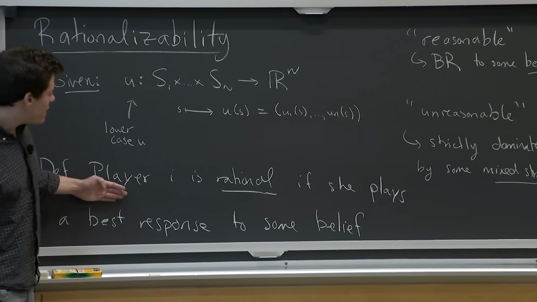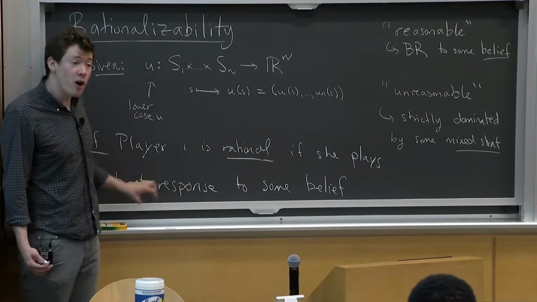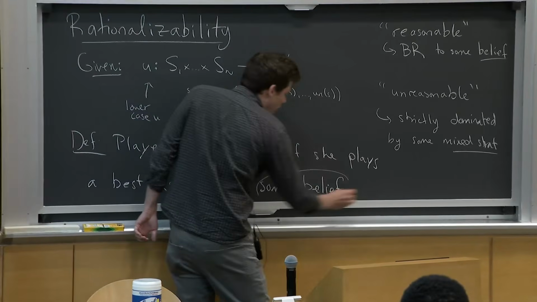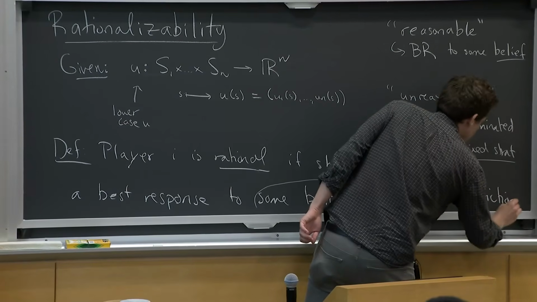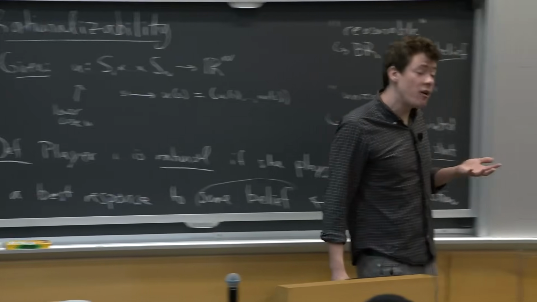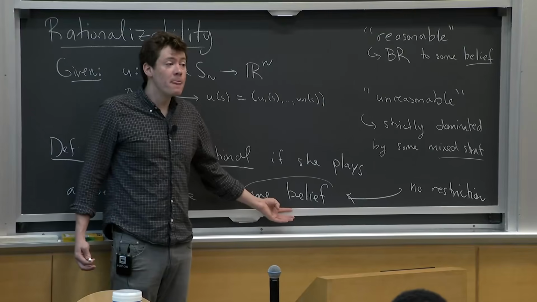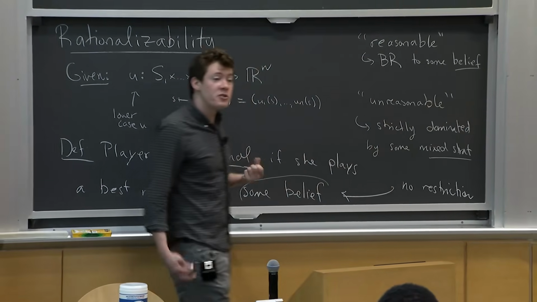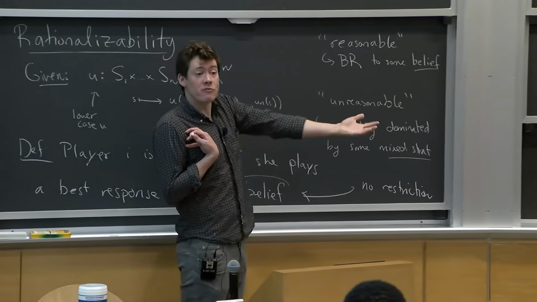And it's restrictive in that the player must be playing a best response to some belief. So the best response part of it is what imposes some restriction. But notice there's no restriction on the belief here. So the assumption of rationality by itself is a very weak requirement because it doesn't constrain or discipline the beliefs that player I forms about the other player's strategies. So this is purely about player I's rationality, and it says nothing about the other player's rationality.